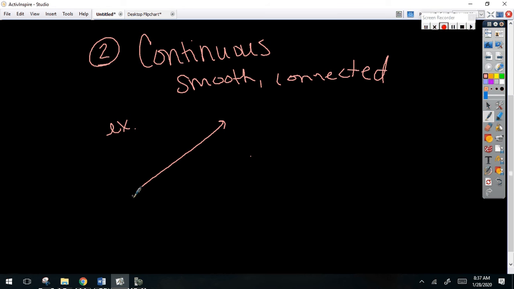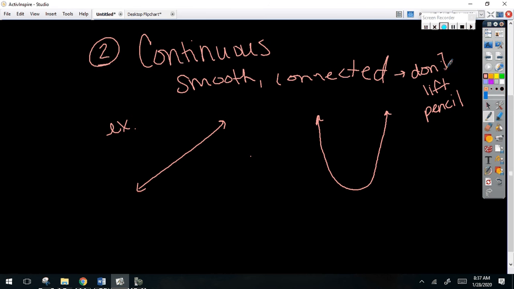Maybe something like this. Or maybe something like this. Those are all continuous functions. I don't have to lift my pencil up when I draw them. Don't lift your pencil. Let me do an example, pulling together what we've done so far, and then we'll talk about the graphs.